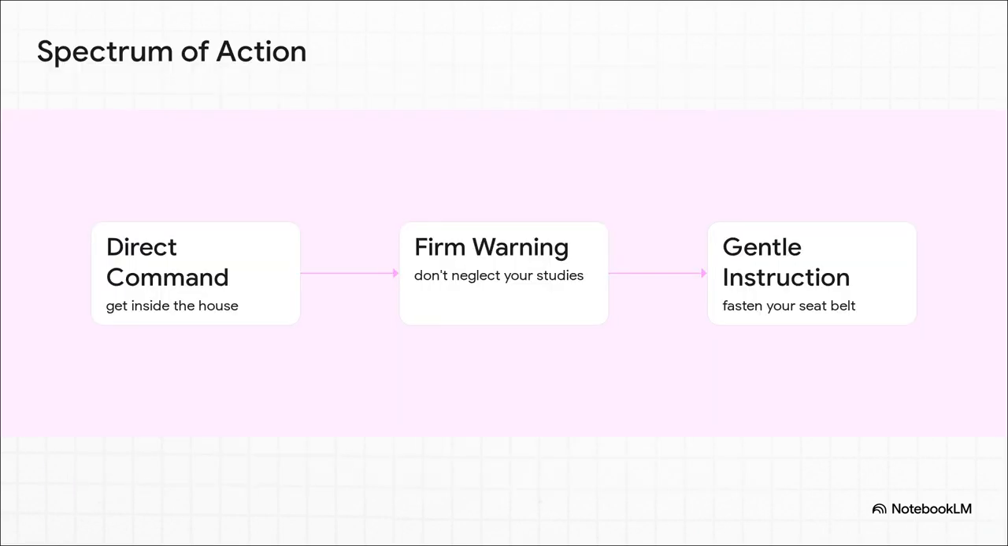And what's really fascinating is the range here. Action language isn't just one note, not at all. It can be a forceful, super urgent command like, get inside the house. It can be a more serious warning like, don't neglect your studies. Or it can be a simple, helpful instruction like, fasten your seatbelt. The intensity changes, but the goal? It's always the same, to influence someone's behavior.